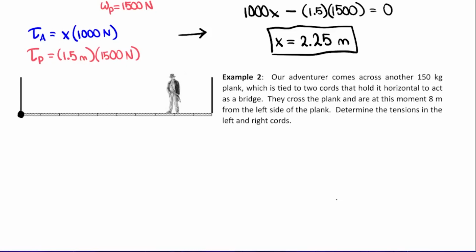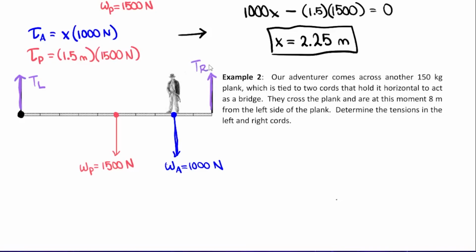So the goal here is to determine the tensions in the left and right cords that are suspending this bridge. We're going to go ahead and assume that we have the same weights from last time. So there's going to be a force of 1,000 newtons bearing down right here. So we'll call that WA, and that's 1,000 newtons. And we're going to assume again that the weight of the plank is directly in the center, and that's 1,500 newtons. All right, so our goal here is to figure out the tension in the left cord, so we'll call that TL, and the tension in the right cord, which we'll call TR.